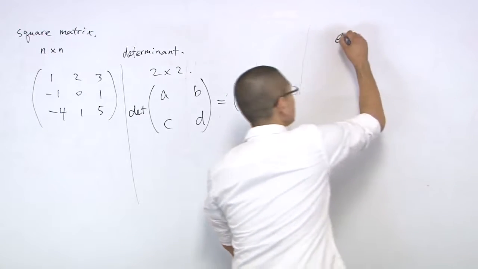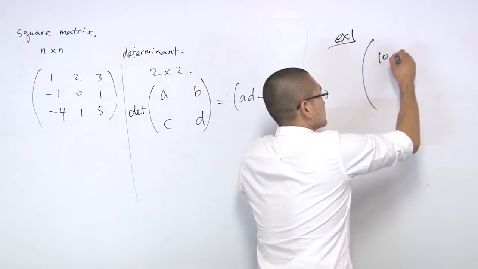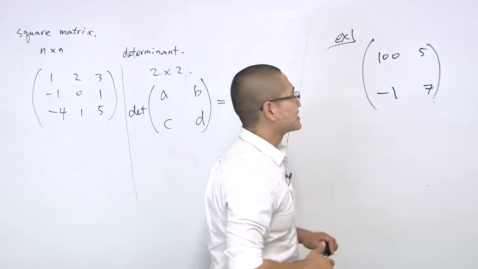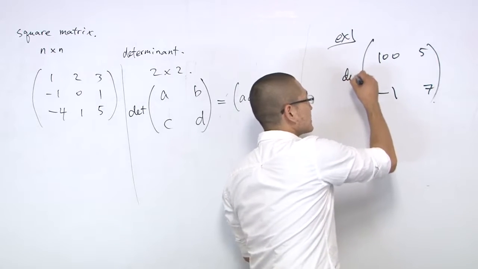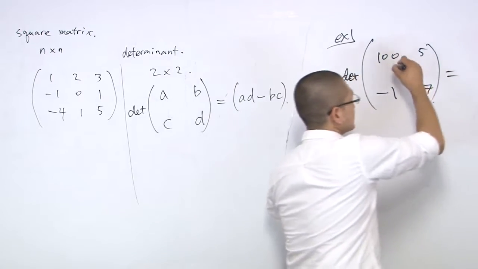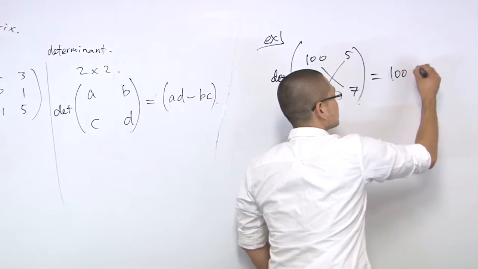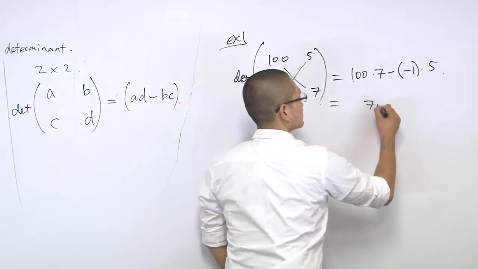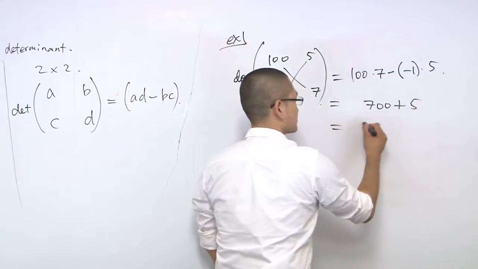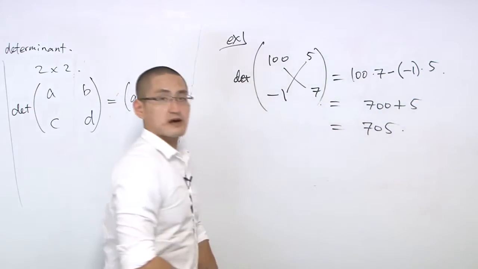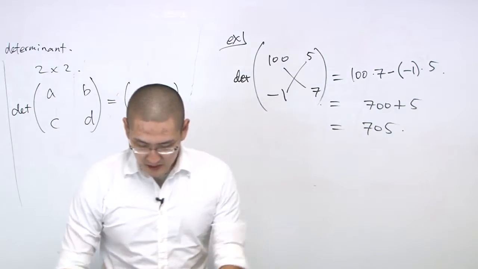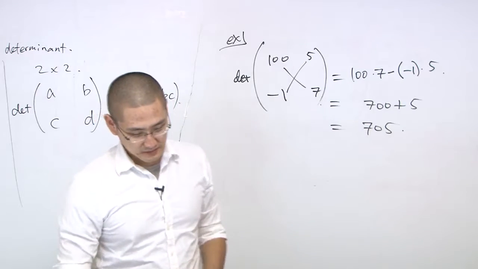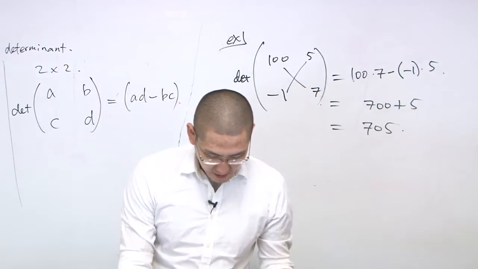Example. Let's do a big number. Something like this, right? So if I have that, I could get the determinant by looking at that minus that. So 100 times 7 minus 1 times 5. So we will get 700 plus 5, which gives you 705. So that's how you find the determinant. And it's just a waste of time to find the determinant of a 2 by 2 using a calculator, right? So use your hand to find that out.